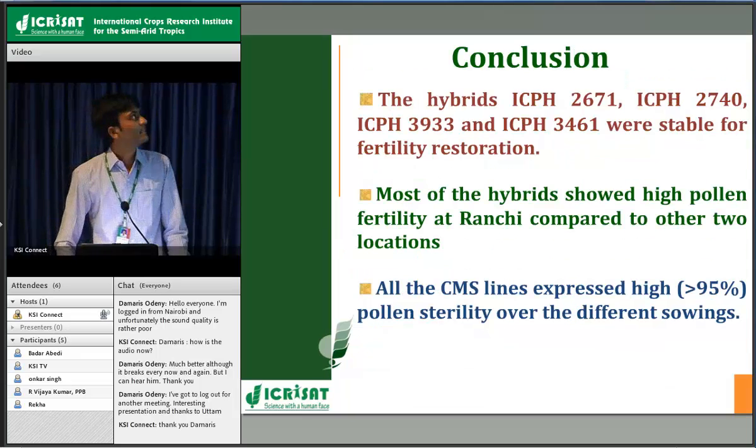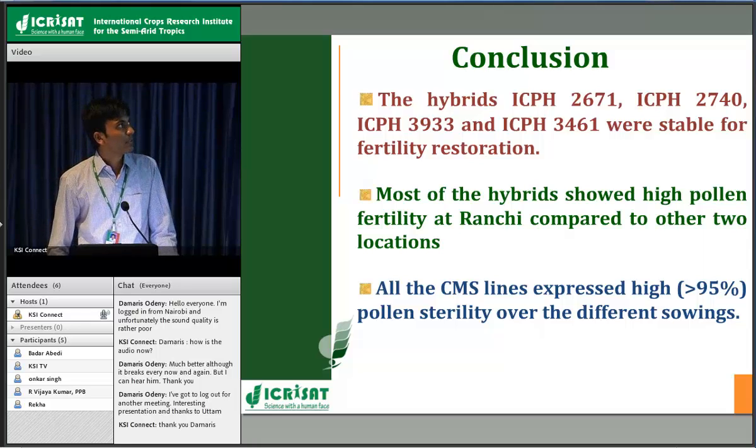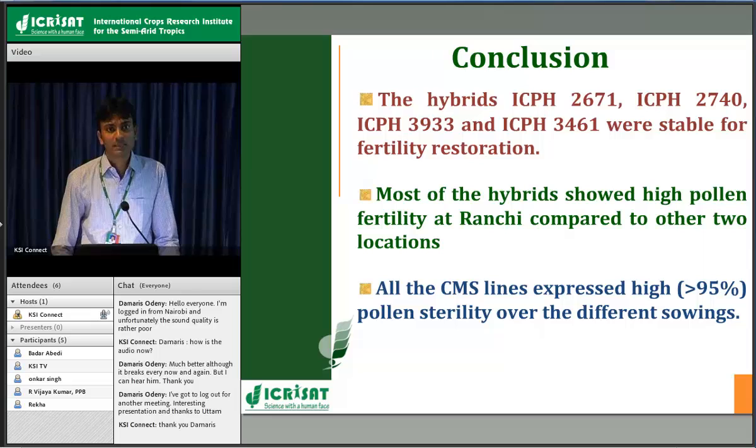Here the conclusion of my study is that the hybrids ICPH 2671, 2740, 3933 and ICPH 3461 were stable for fertility restoration. Most of the hybrids showed high pollen fertility at Ranchi compared to the other two locations, because the Ranchi environment is cooler than the other two environments. Therefore, the pollen fertility was higher as compared to the other two locations. All the CMS lines expressed high pollen fertility, more than 95%, in different dates of sowing.